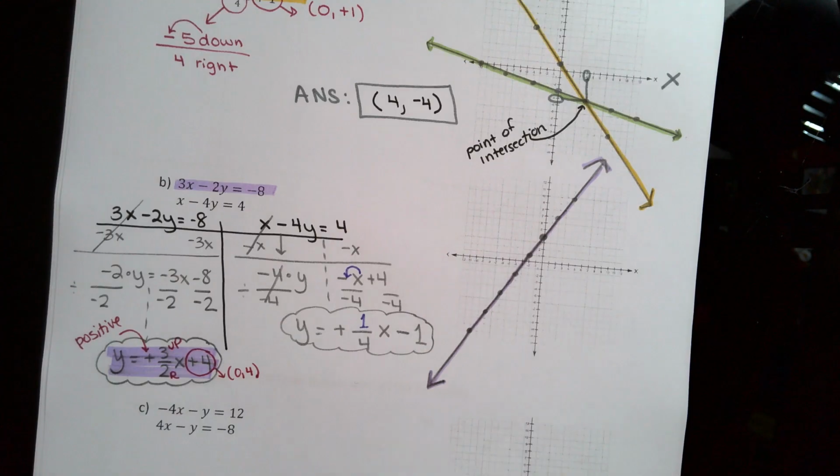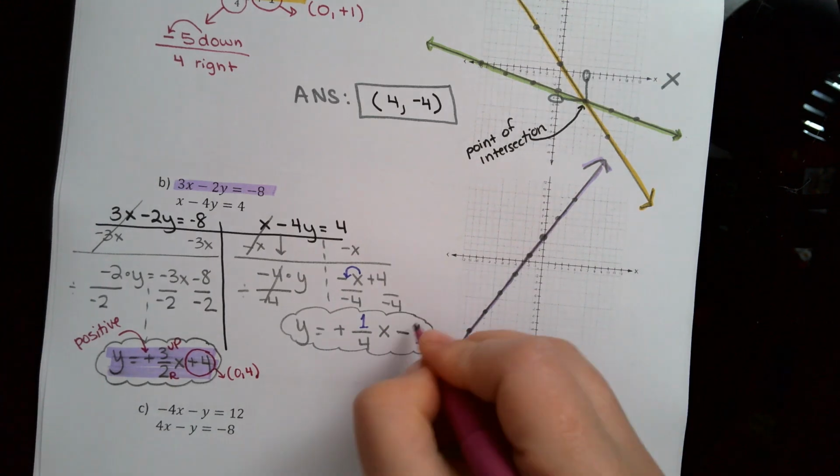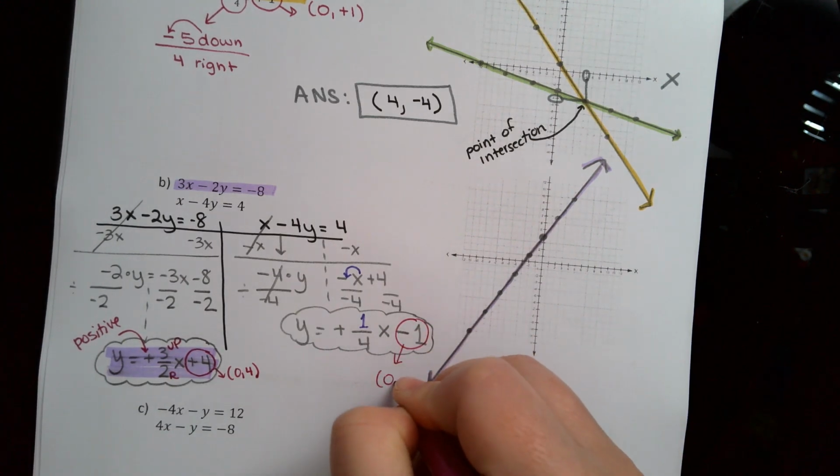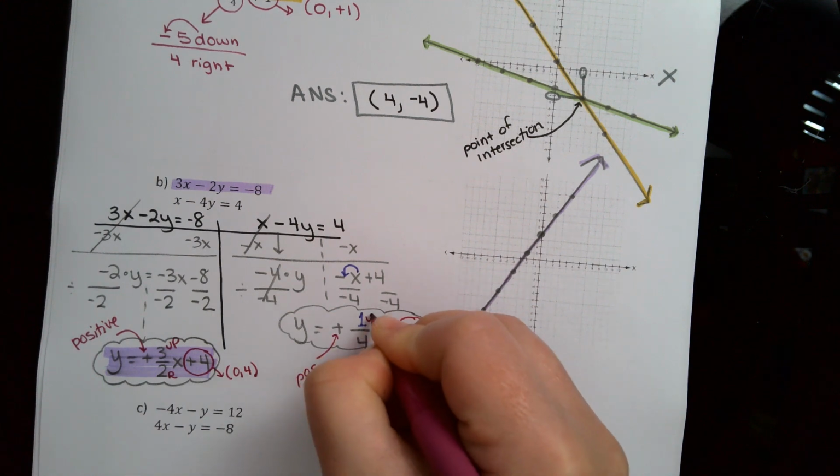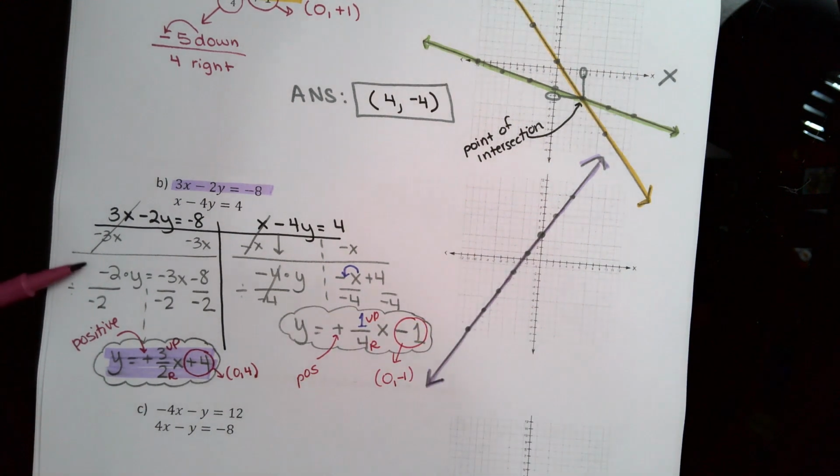That's going to be our purple line. And now we do the same thing for the other one. So we have our start at 0, -1. We do have a positive slope. That means we're going up 1 and to the right 4.